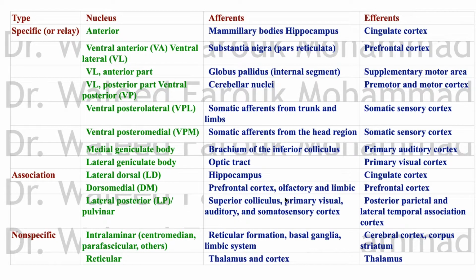Non-specific thalamic nuclei are the intralaminar nuclei. The major one is the centromedian nucleus. They connect to the reticular formation. That's why they call it non-specific. They also connect to the basal ganglia and limbic system. The reticular nucleus receives afferents from the thalamus and cortex, and sends efferents to the thalamus. It actually controls the functions of the thalamus. So that was a hint about the thalamic nuclei.